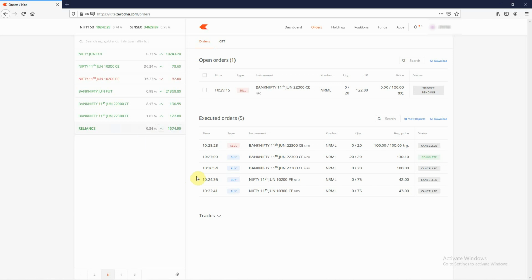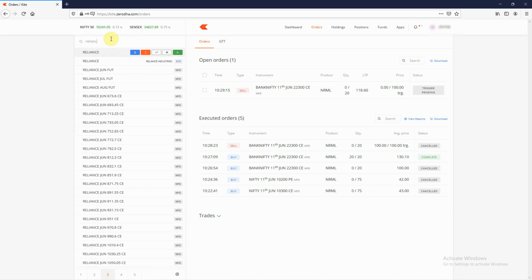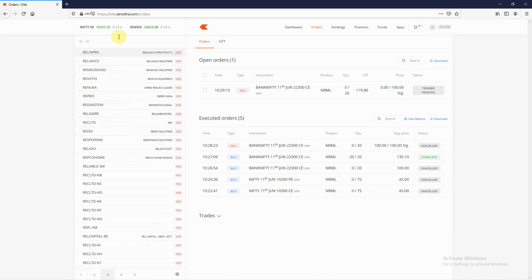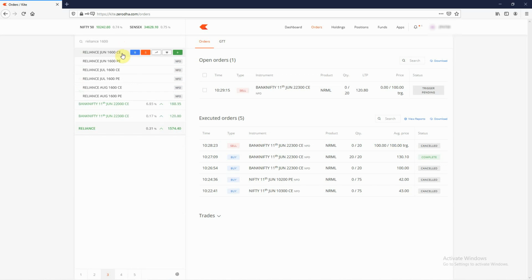Now say I am a little bullish on Reliance, and at the end of the month I see the price of Reliance going above 1600 or 1620. So I select Reliance. I type Reliance here, sorry for the spelling errors. I already have this tab open. Then I choose the Reliance 1600 call option. You see there are 3 expiries: June, July and August. We have both call and put options.